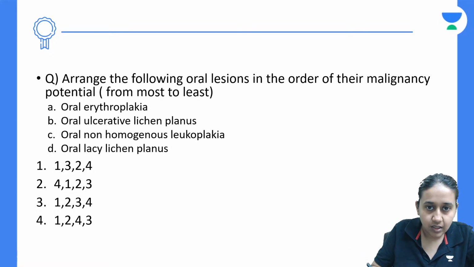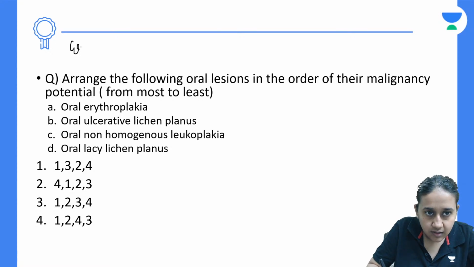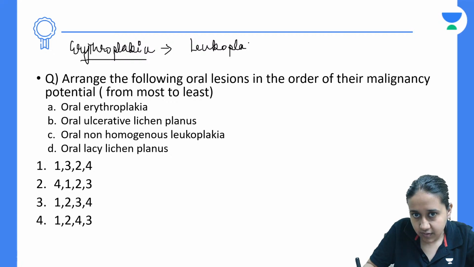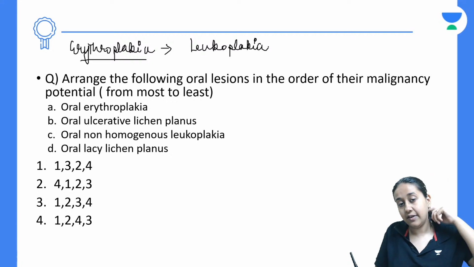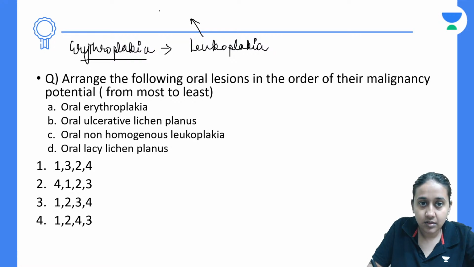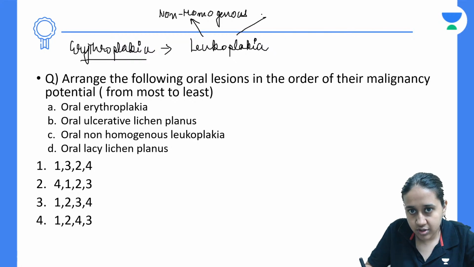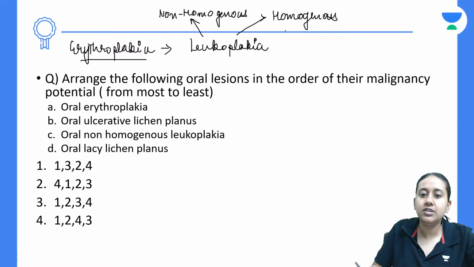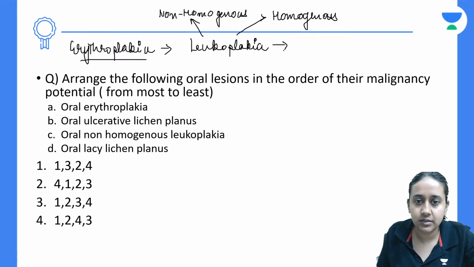Okay. Please remember, erythroplakia has maximum malignant potential. Erythroplakia. This is followed by leukoplakia. In leukoplakia, we have two types. One is non-homogeneous, which has more malignant potential, and homogeneous.